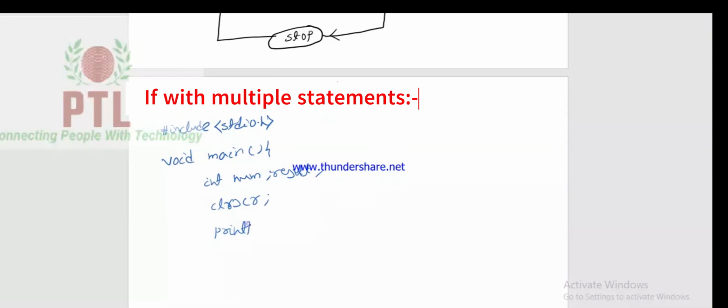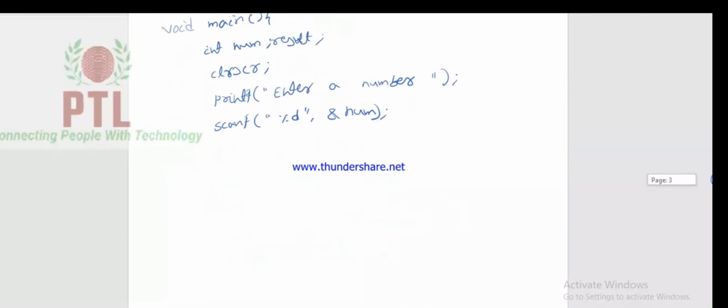I'm taking the input. Enter a number. Now what I'm doing: scanf percentage d, ampersand of num. What are the numbers I'm getting? I'm just storing that in num. What are the inputs I'm getting? Okay.